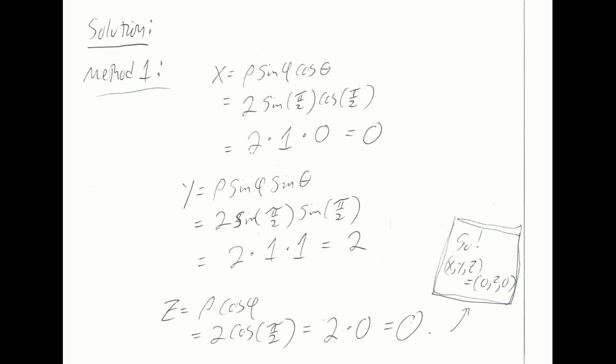Y is rho sine phi sine theta. That's giving me 2 times 1, which is just 2. And z is rho cosine phi. That'll give me 2 cosine of pi over 2, which is 2 times 0, which is 0. So in rectangular coordinates, this point is (0, 2, 0). In spherical, it was (2, pi over 2, pi over 2). In Cartesian, it's (0, 2, 0).